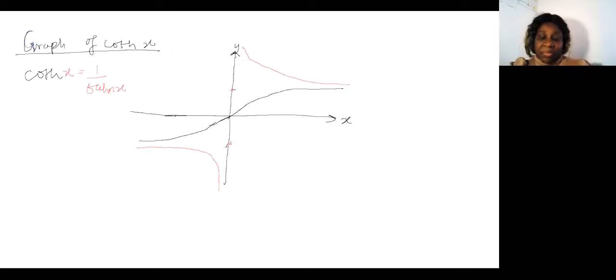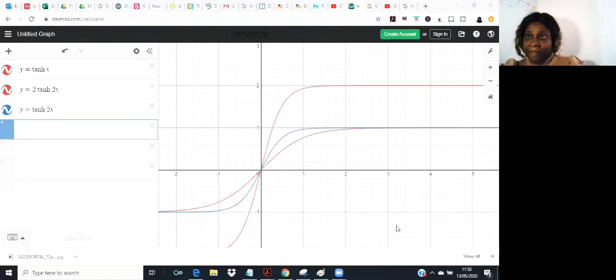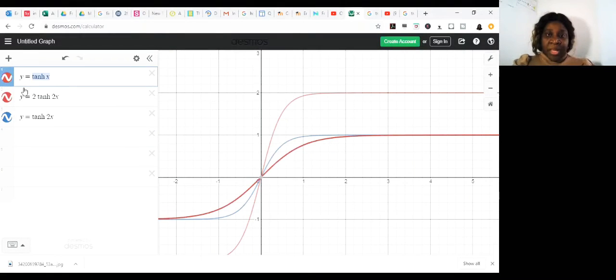Okay, so that would be y is equal to cot x. Let's have a look at Symbol Lab and see what is there and how we can play with these new ones that we've looked at as well. This would be y is equal to cosec x.